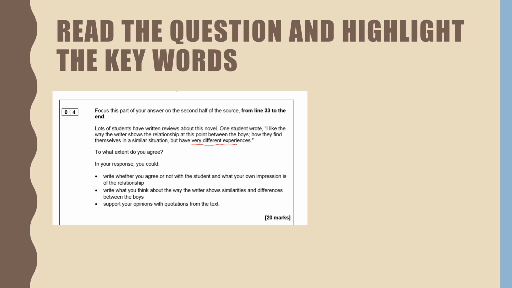So you want to say, yeah, I agree, they do seem to have different experiences. Or you want to say, no, I don't, they actually seem quite similar. And then at the bottom, it'll give you some help about what kind of things you could look for. It says here, write whether you agree or not with the student and what your own impression is of the relationship. Write about what you think the way the writer shows similarities and differences between the boys, and support your opinions with quotations from the text. That's the question. The most important part really is the statement, the thing you're trying to agree or disagree with. And the things down here are just help if you're a little bit stuck and you don't know what to write about.